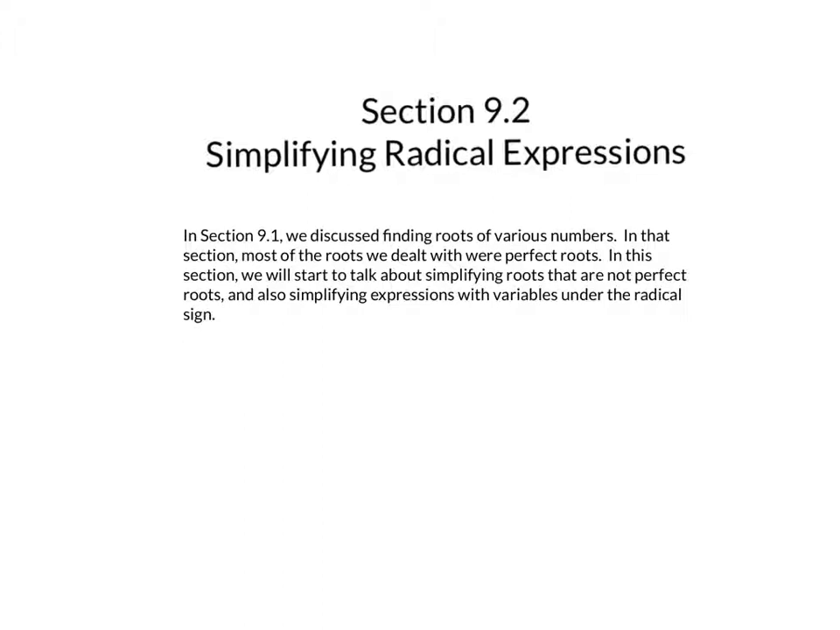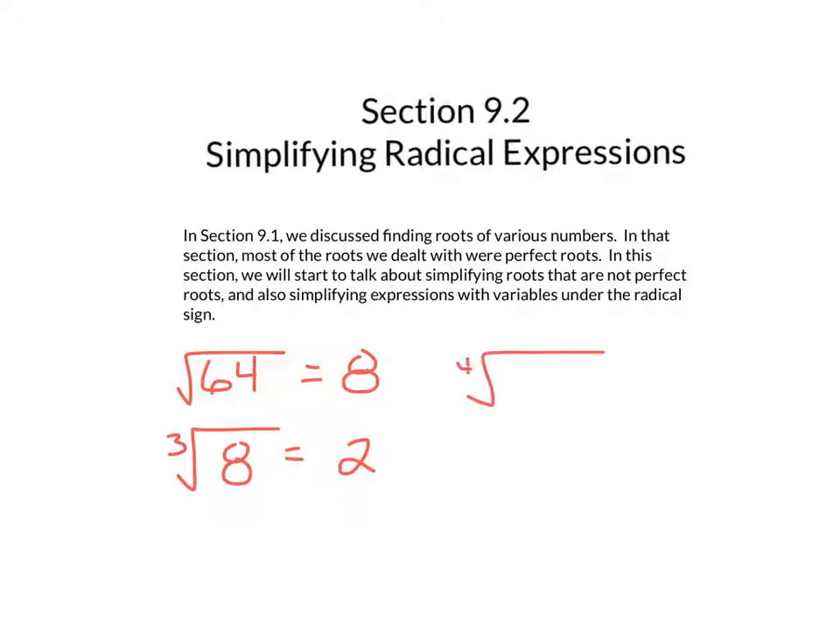Just to review then, one of the problems that we talked about in Section 9.1 was the square root of 64. And we had said that the square root of 64 was equal to 8 because 8 times 8 is equal to 64. We also dealt with some cube roots. We said the cube root of 8 is equal to 2 because 2 times 2 times 2 is equal to 8. We also talked about some fourth roots. For instance, the fourth root of 256, which we said was equal to 4, because 4 times 4 times 4 times 4 gives you an answer of 256.